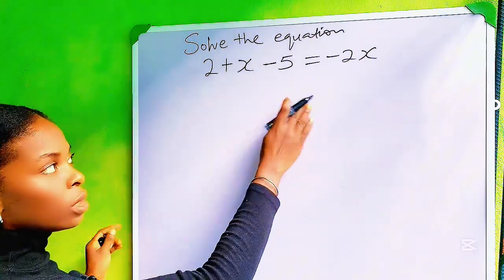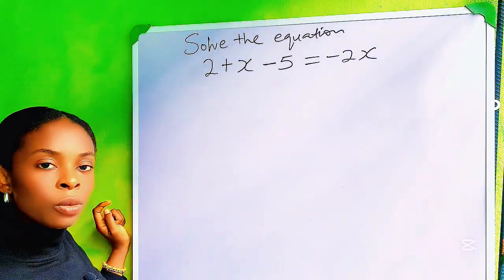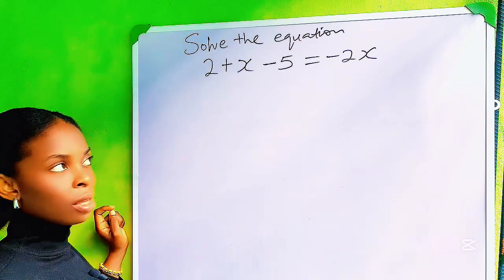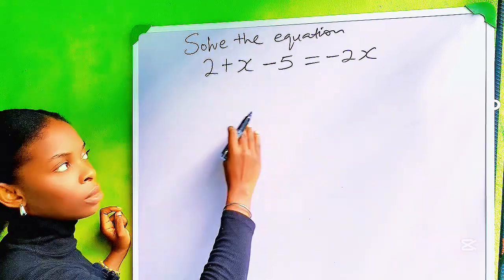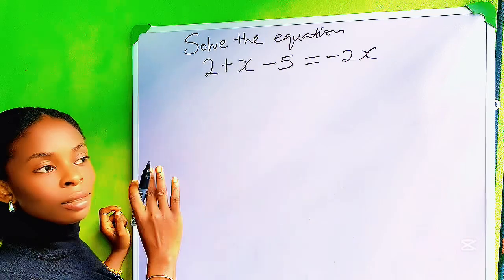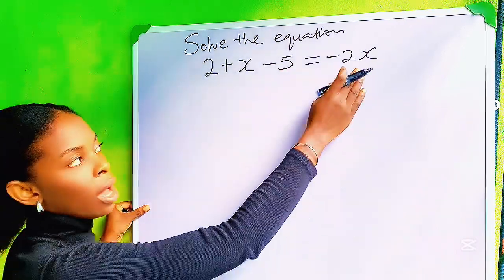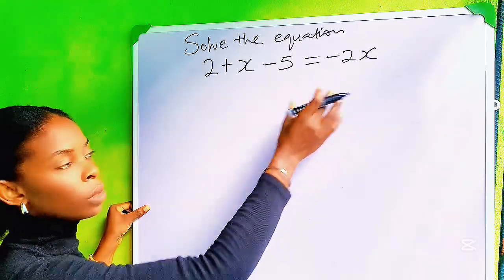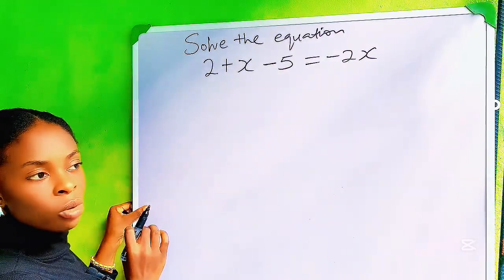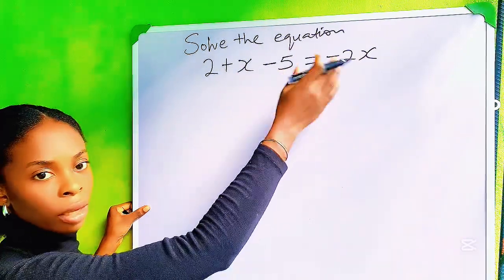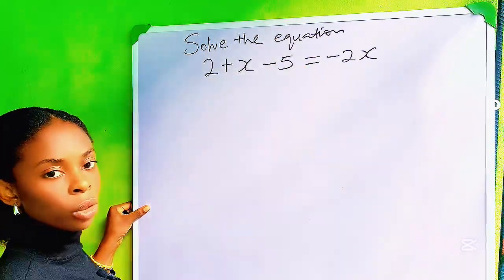Okay, to solve this equation, the first thing we need to do is to collect the like terms. What are like terms? The numbers or variables that are similar. For example, we have x here, we also have x here. So the 2x will come to one side, while the ones that does not have x will move to the other side.